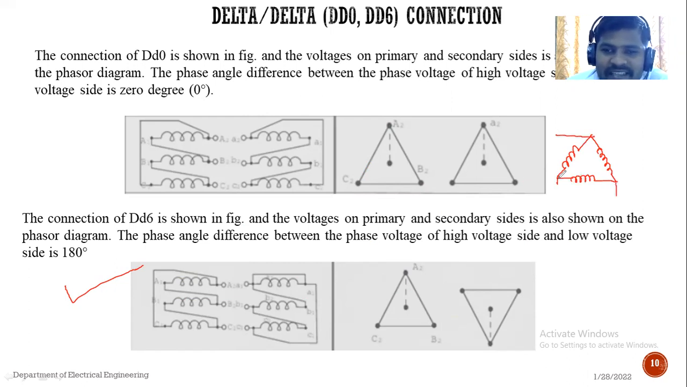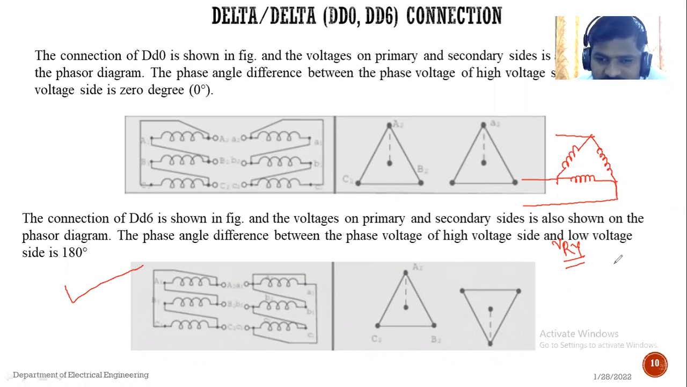Similarly, the secondary winding is connected in opposite, or it may be in 180-degree phase shift. That means it is connected as delta delta 6, that is 180-degree phase displacement. That means the primary voltage or primary phasor, suppose we consider voltage VRY at the primary side, is totally opposite to that of VRY on the secondary side.